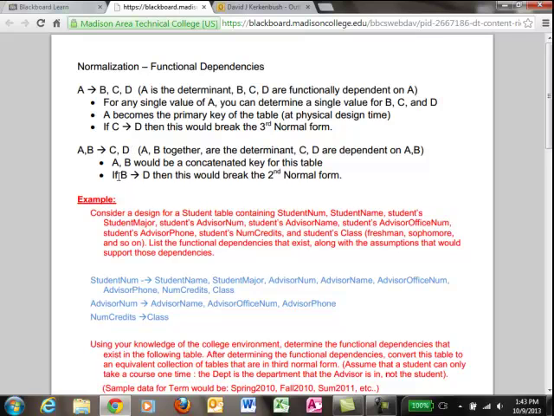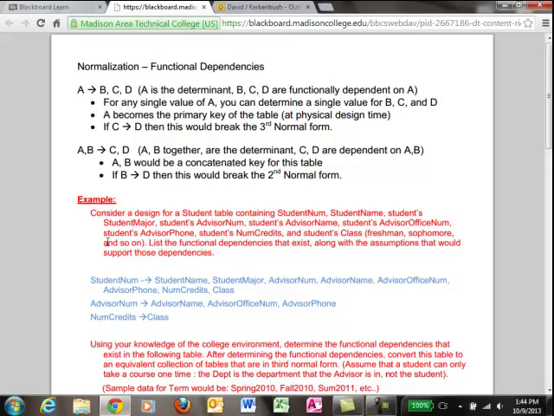If the case came about where B determined D, if this was another functional dependency in this collection of fields, then that would break the second normal form, which says a field cannot be dependent on only a part of the primary key. And B is just a part of the primary key. You may have to read a little bit about what a concatenated primary key is, but it's where two fields together, concatenated together, the values are the primary key.